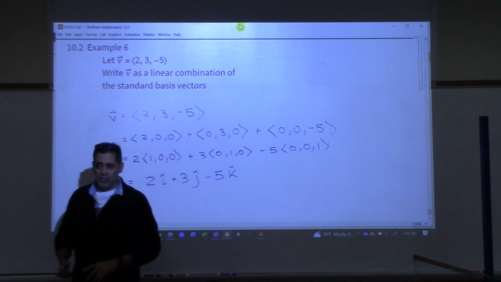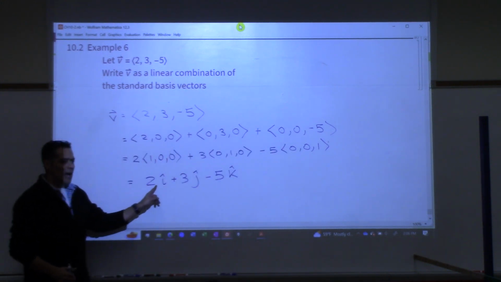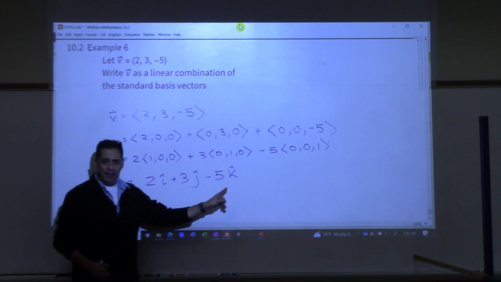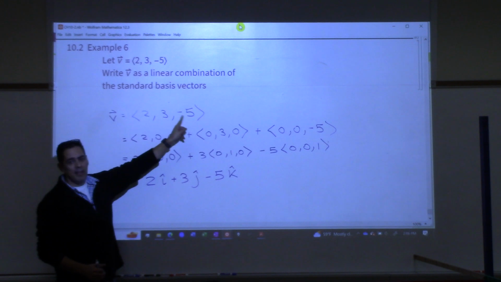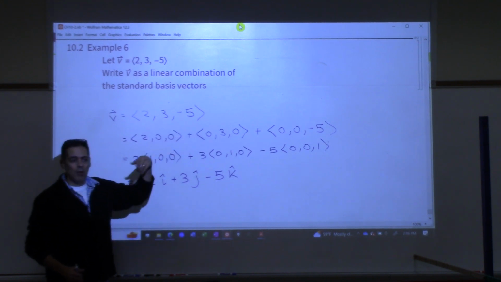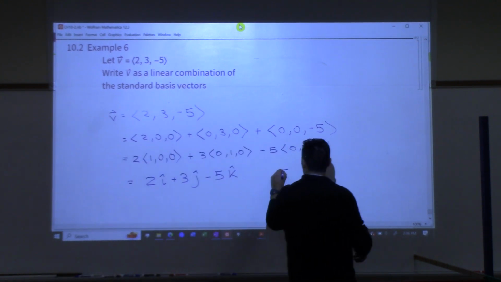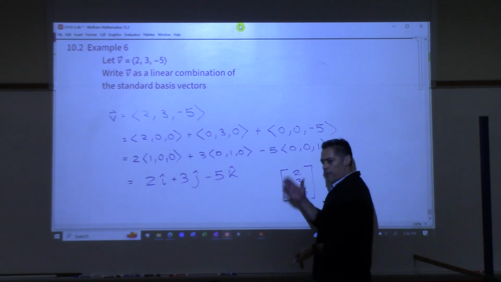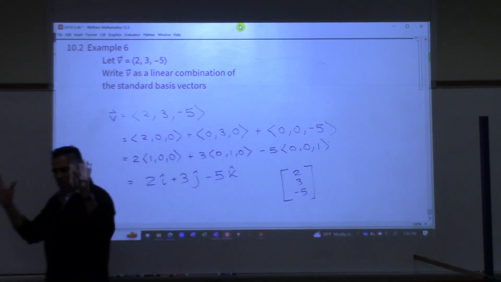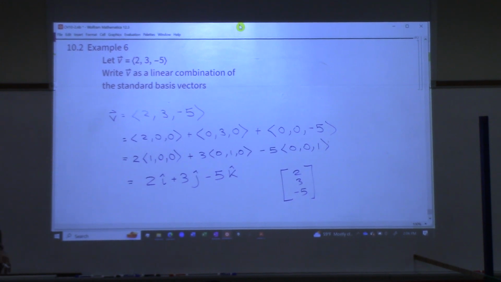So when you're in a physics class and you see 2i plus 3j minus 5k, that's just another way of saying the vector 2, 3, -5. Or if you're in a linear algebra class, that's just another way of writing the vector 2, 3, -5 if you do a vertical vector. We have all these notations. It'd be nice if we all just used the same notation. Wouldn't that be great?